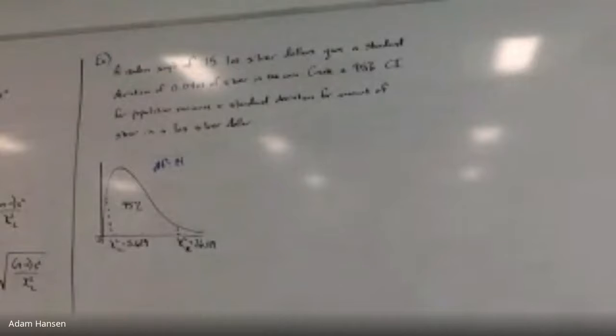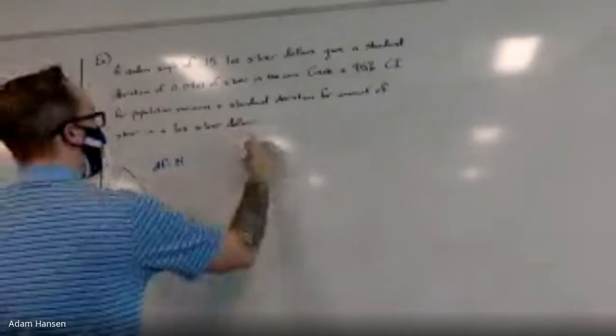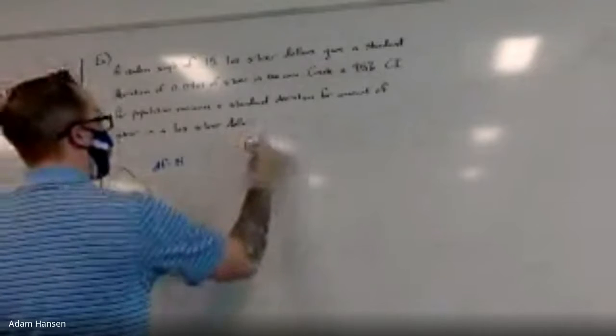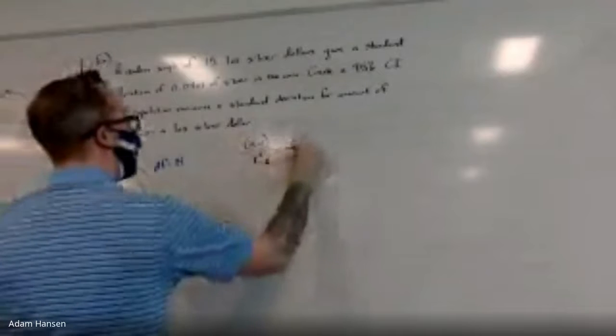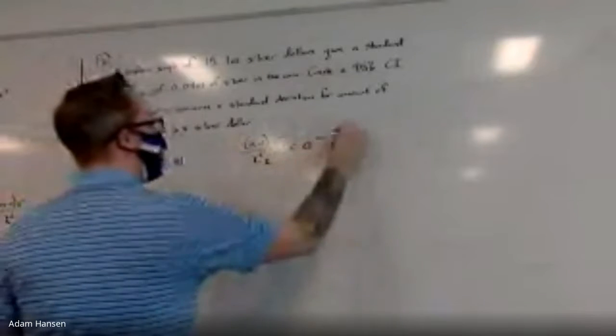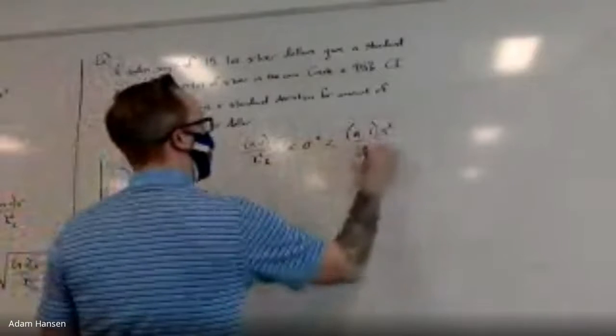So let's recopy our formula here for a minute. We've got n minus 1 times s squared divided by chi squared right, less than sigma squared, less than n minus 1 times s squared divided by chi squared left. All right, so let's see here. Let's start putting some of these numbers in.